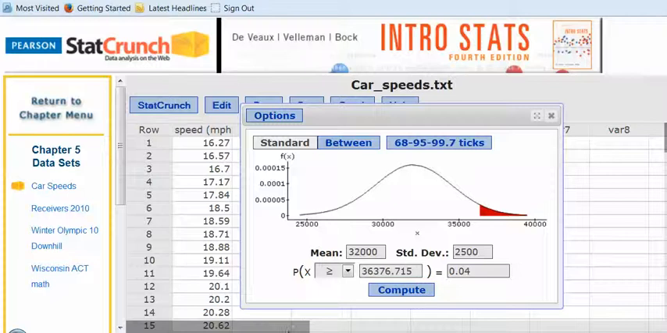So I hope this will help you working with the different tools that are available in the StatCrunch package.